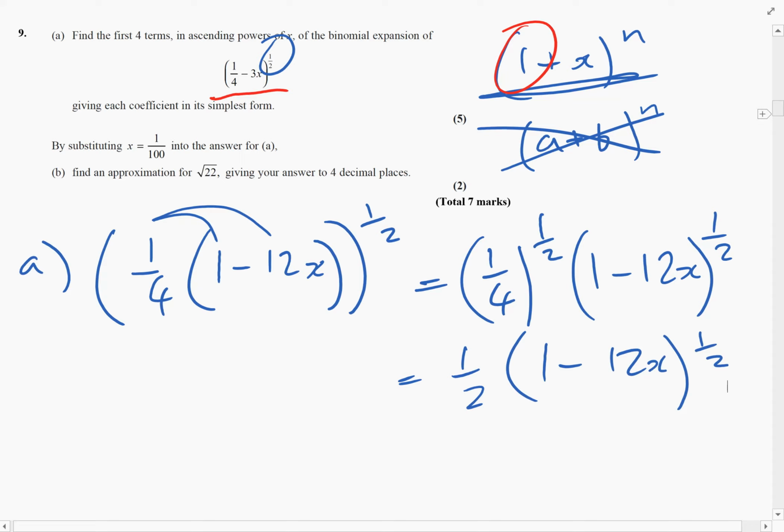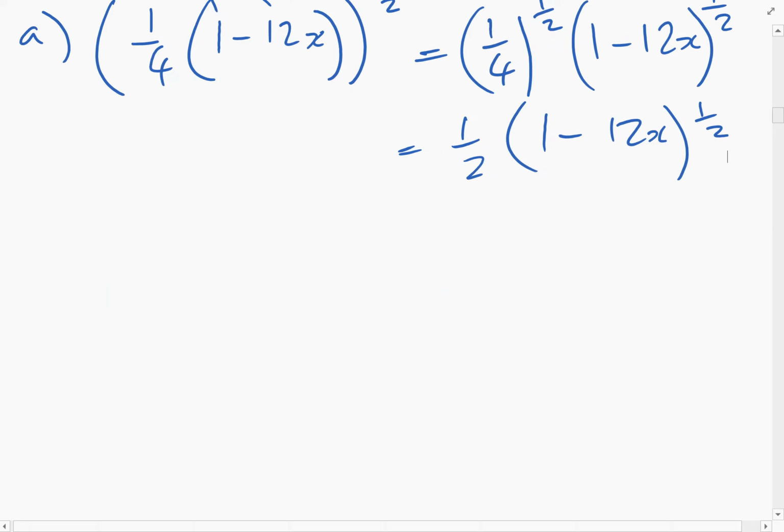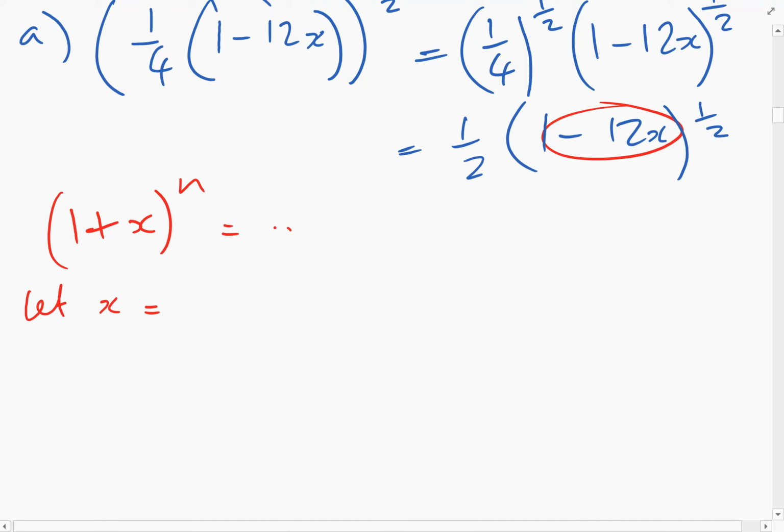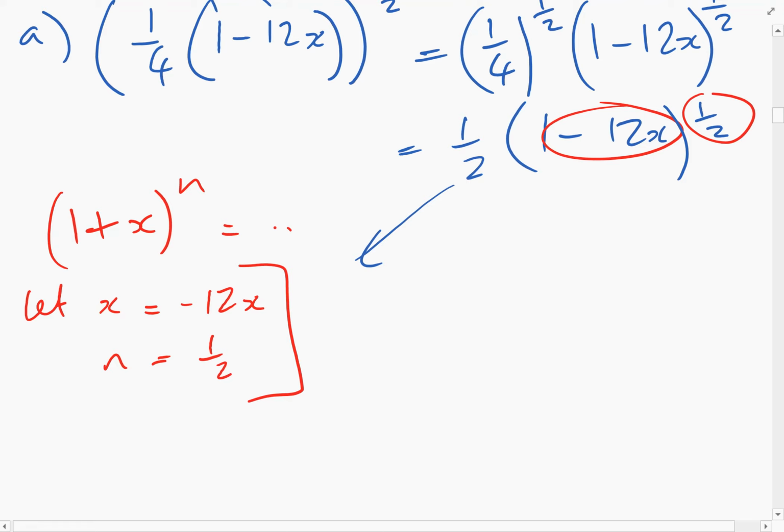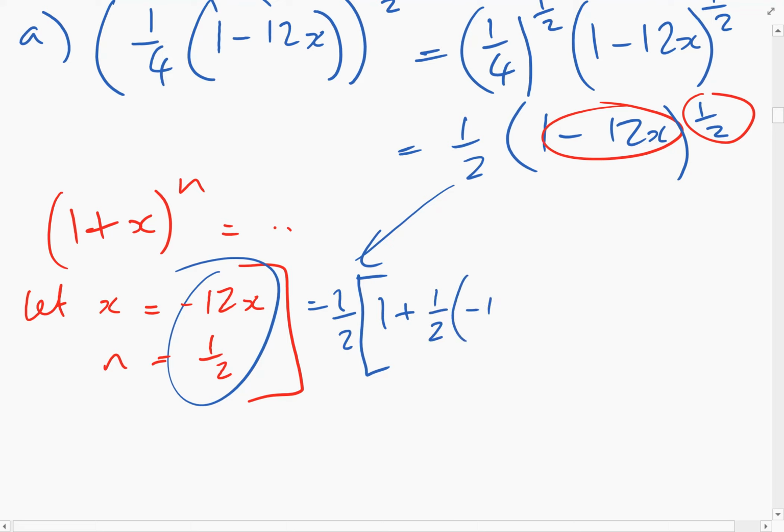So if we're going to do that, we use our formula in the formula books, which looks like this, 1 plus x to the power of n, and so on. We use that formula, but we're going to let x equal everything over here, which is minus 12x, and we're going to let n equal this power, which is a half. So if we use that, don't forget, we've got to keep that half there. So the working is just following on. We've got half times by, and then just use the formula, but put these values in wherever you see an x and an n. So we've got 1 plus, and then we've got a half minus 12x.